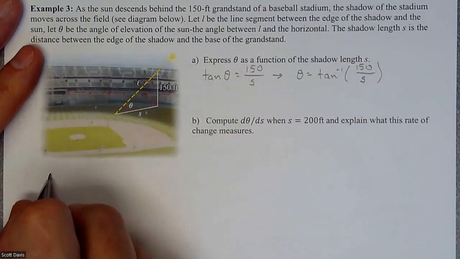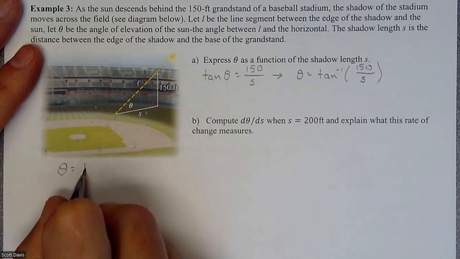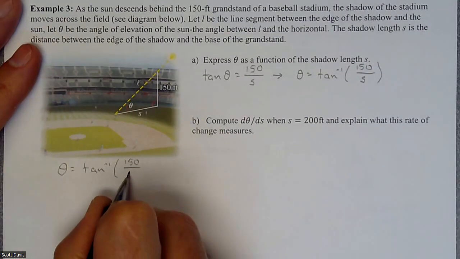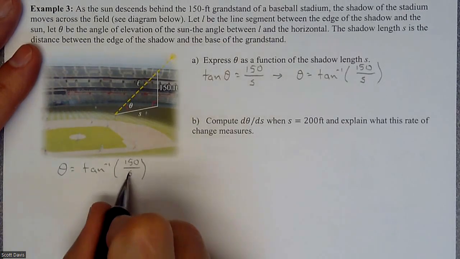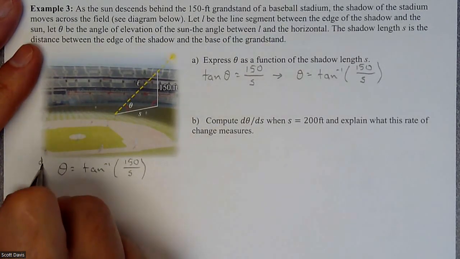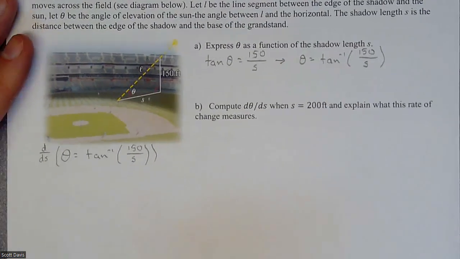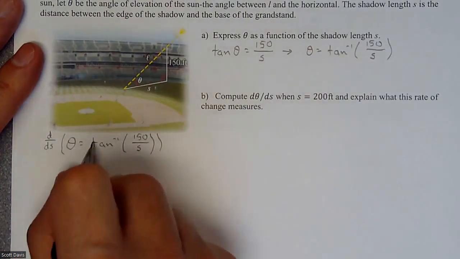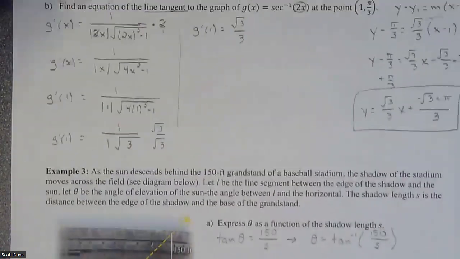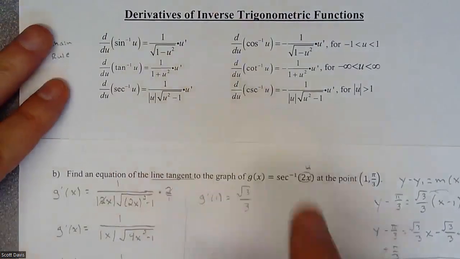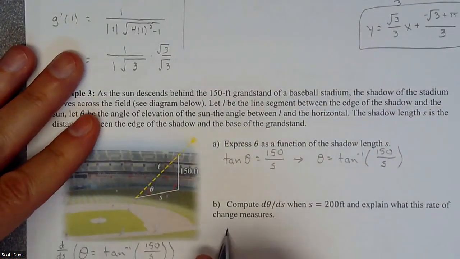So first thing is we need to do the derivative of this. So theta is inverse tangent of 150 divided by S, not 5. And we are going to do the derivative with respect to, excuse me, S. Right? So to do that, we're going to be doing an inverse tangent. So we have a formula for the inverse tangent, which is right here. So we need the U value. So our U is this. So we're going to do a little extra work here. So this is U for us.